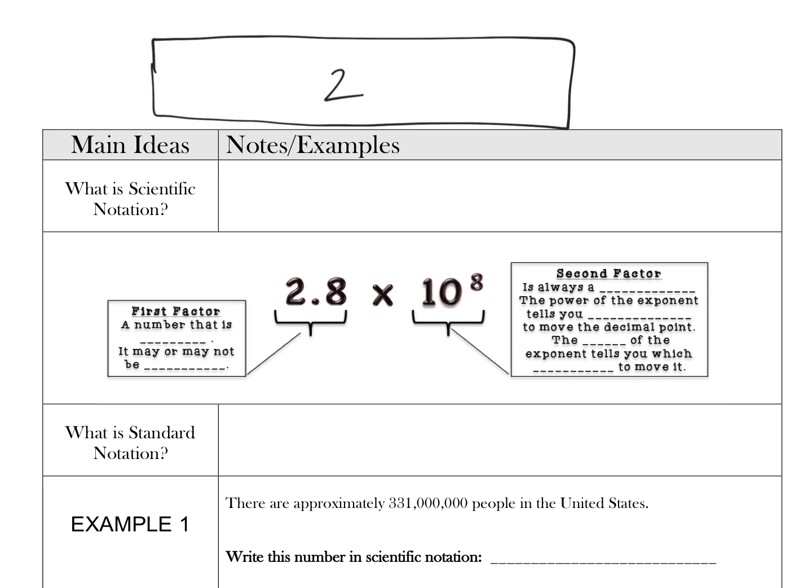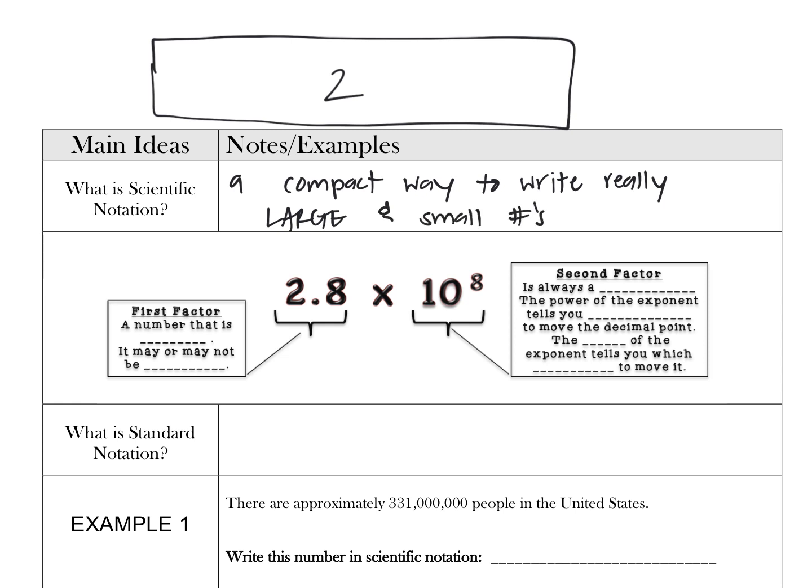Scientific notation. Scientific notation is a compact way to write really large and small numbers.